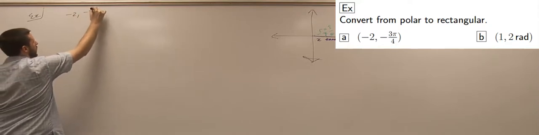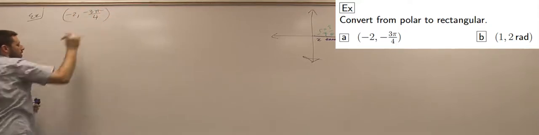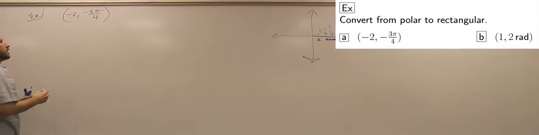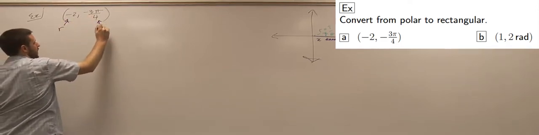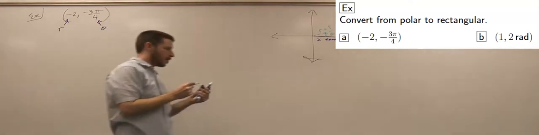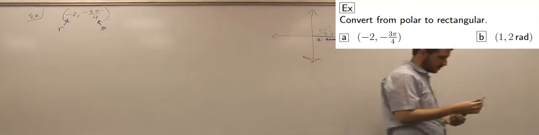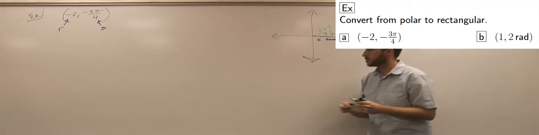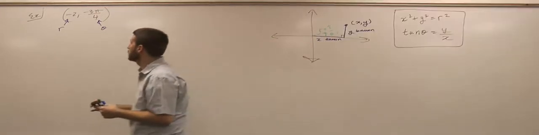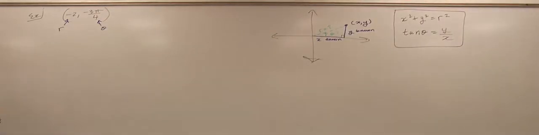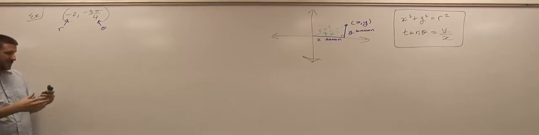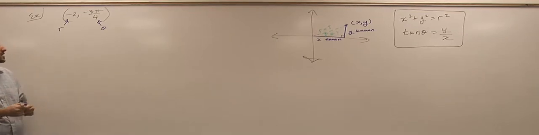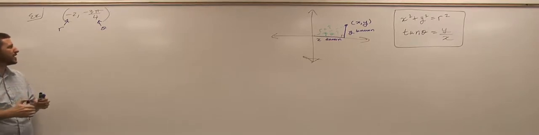-2, -3π/4 is my polar point, (r, θ). And I want to know what my corresponding x, y are. You could draw a picture and think. That's my normal advice. But in this case, you can actually just plug it in the formula. It's not super mind bending.